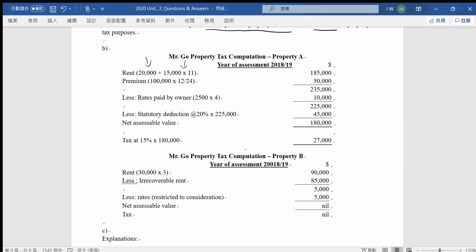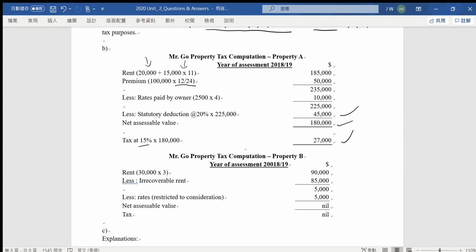And for the premium, no difference. That's why you apportion according to the lease period, right? So half of the amount, 50,000. And also the rates are paid by the owner, so 4 quarters times 25,000, that will be 10,000. And then we can work out the 20% statutory deduction, and then the net assessable value, and that will be 180,000 times the standard rate, and the final tax liability for property A is 27,000.